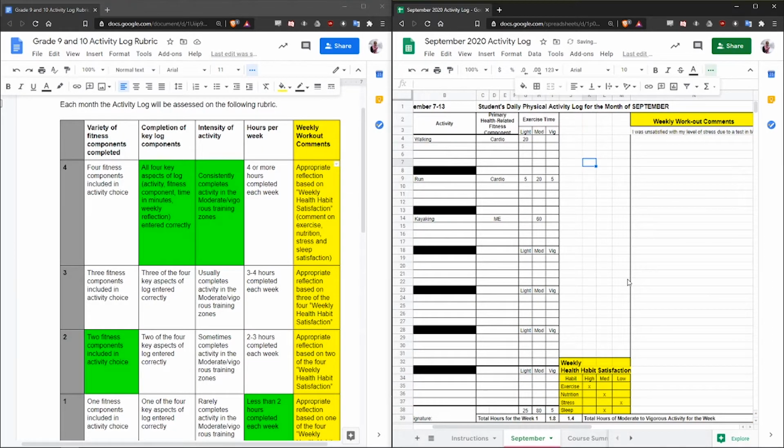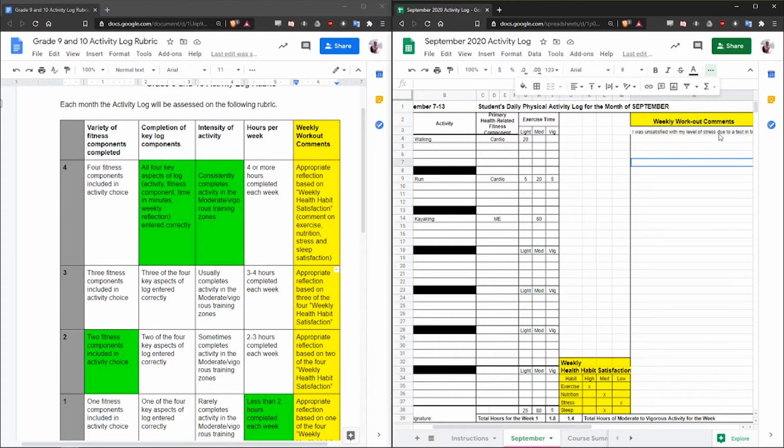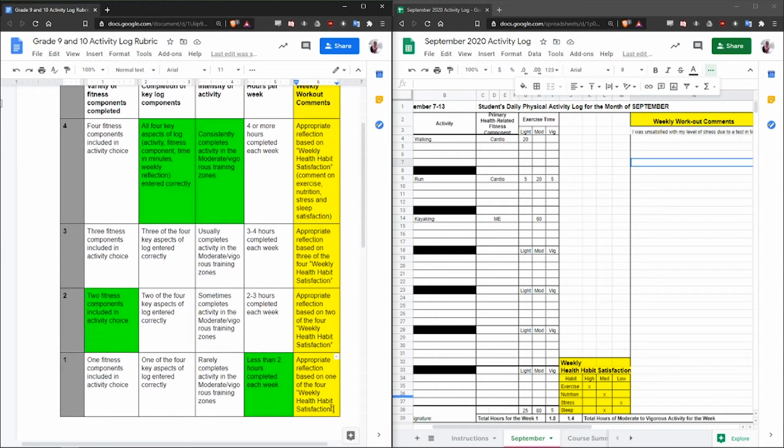All right, finally, we're going to look at the weekly workout comments. We want you to reference those weekly health habits in your reflection, and we're hoping that we get a sentence or some information about each one. Now, you'll notice each mark is based on how many of them you reflect on. So 4 out of 4 would be referencing all 4. A 3 out of 4 would be referencing 3 out of 4 in this comment. This individual only referenced stress. So for this part of the rubric, they would receive a 1.